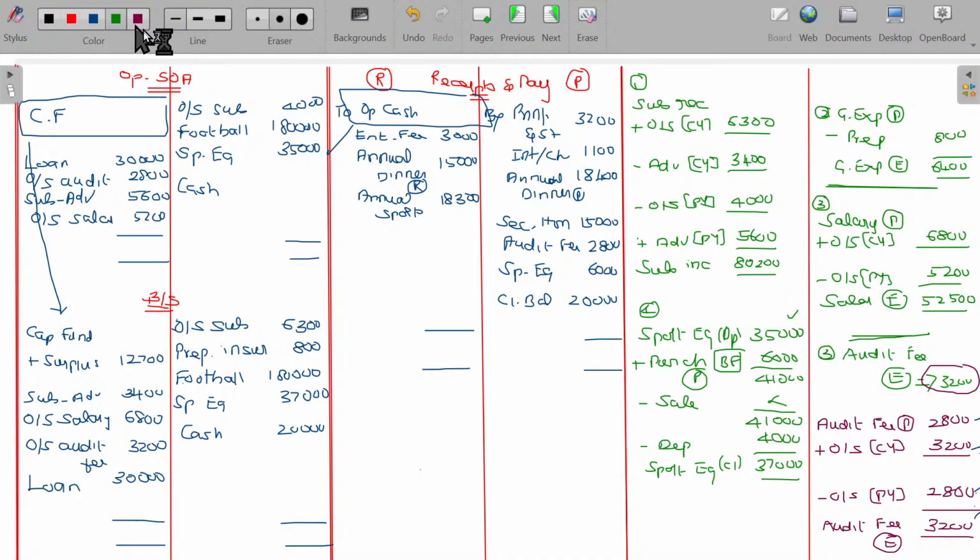Subscription received 80,200. 5,600 should be subtracted, 4,000 added, 3,400 added. This is subtracted to get the subscription received value in a reverse calculation. Come on, get me the value. Make it faster. This final value, 84,700, will be the receipt.